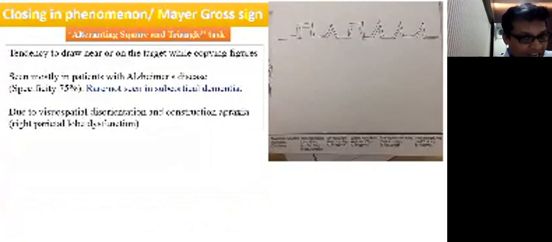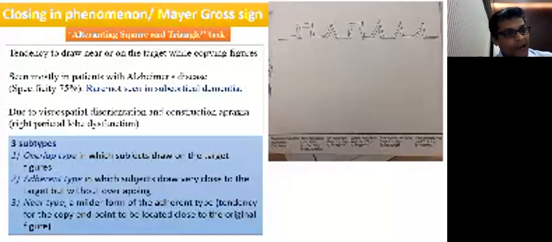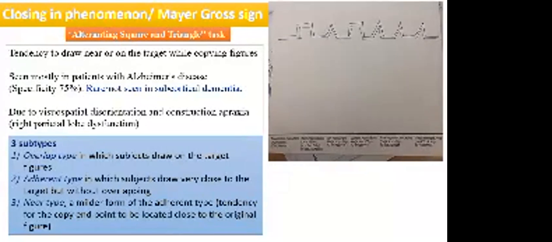This closing-in phenomenon is of 3 types. Overlap is most severe, followed by adherent, followed by near type. Near type is mild, and it is the most common type.